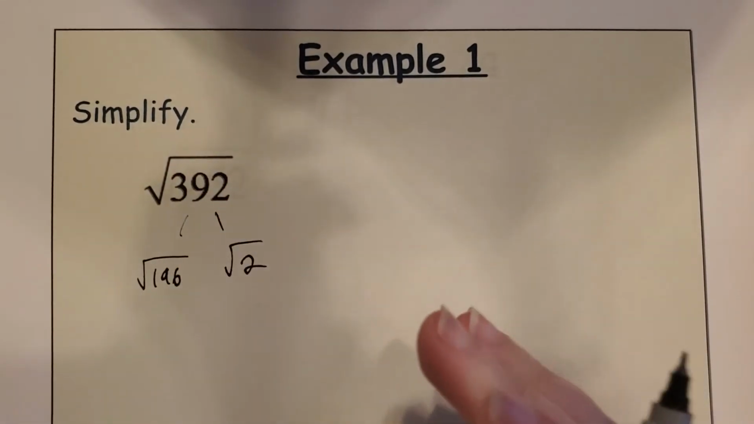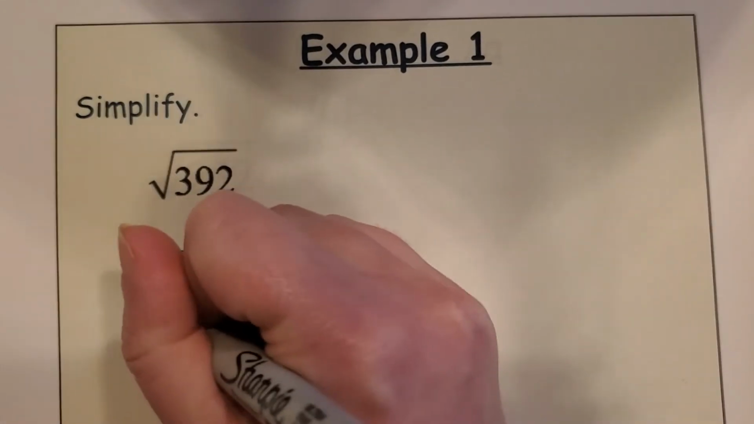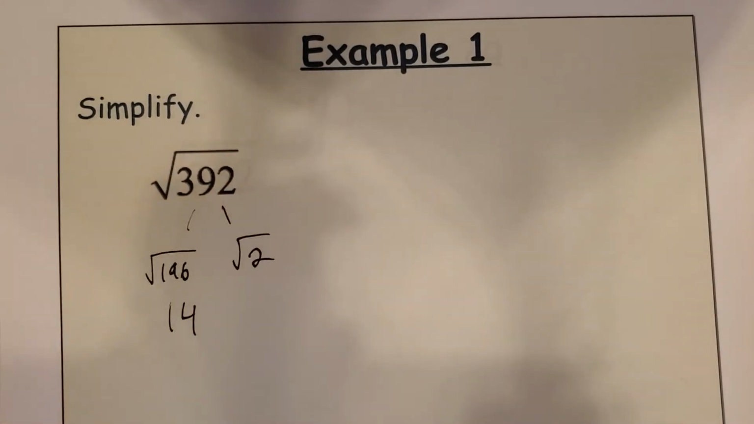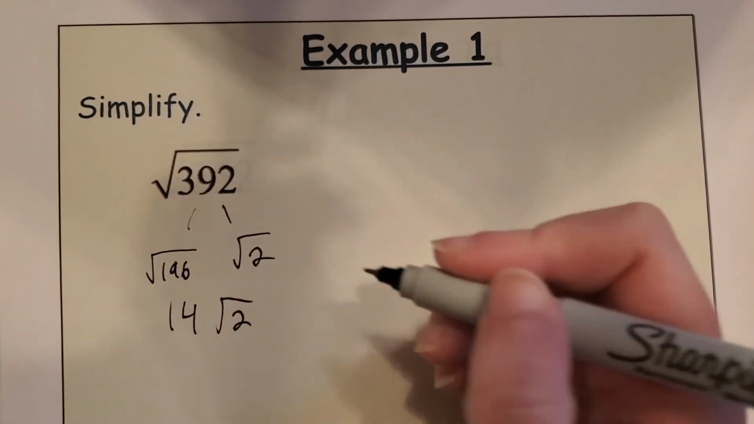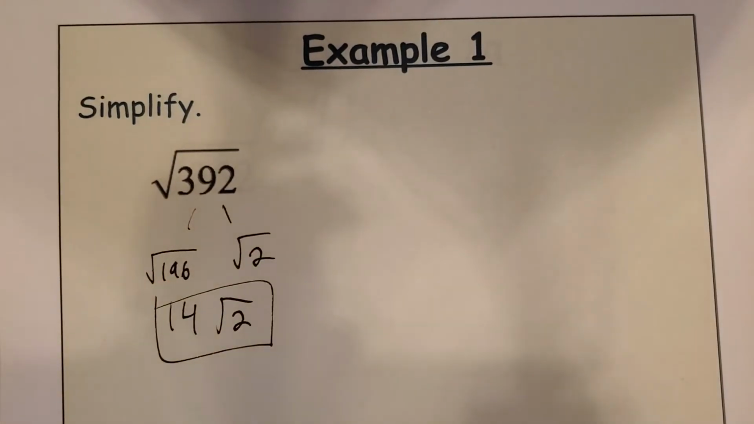So that means the square root of 392 breaks down into the square root of 196 and the square root of 2. What is the square root of 196? It's 14. And the square root of 2, as we saw yesterday, is going to be a horrible decimal, so we're going to leave it as the square root of 2. And that's your final answer. Same kind of thing as yesterday.